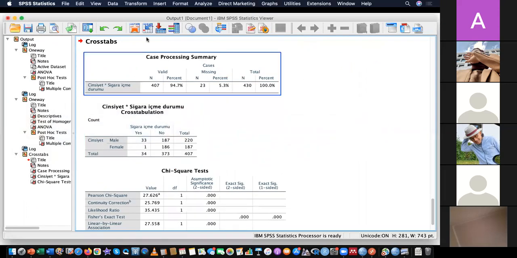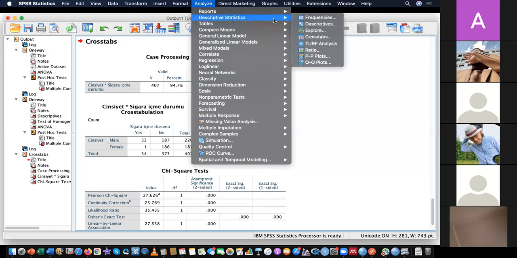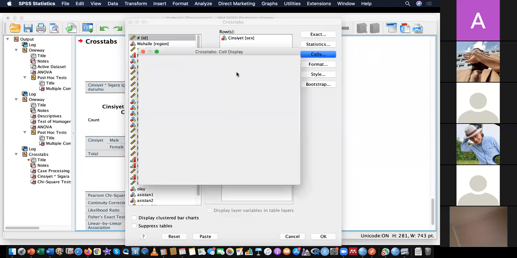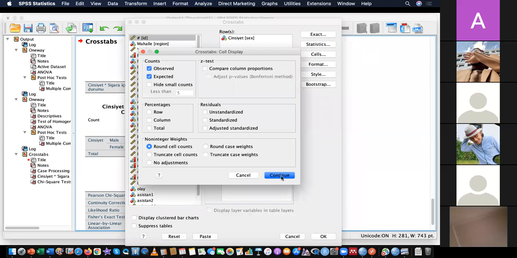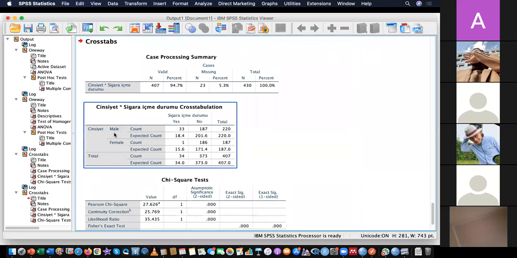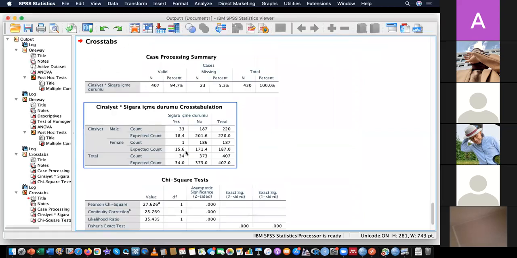You can calculate it with SPSS. Let us do this SPSS analysis again. Descriptive Statistics, Crosstabs, Cells. As you see, I can select expected. Let SPSS do this calculation for us. You see now I have observed and expected values. Why I did this exercise, all this writing here, is to show you how they calculated the expected values.